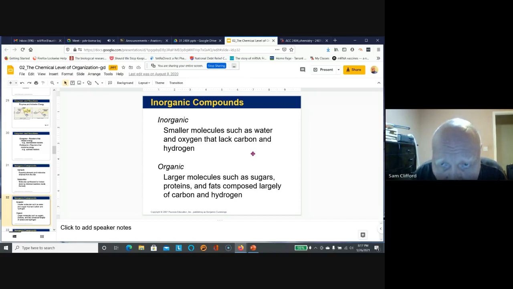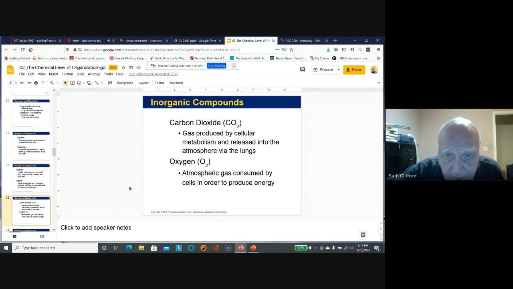Okay. Inorganic molecules such as water and oxygen. That's where I made a mistake. Organic are large molecules, so make sure you get this straight. I obviously didn't when I was rushing through the Webassign. Okay. Know that these are inorganic compounds.